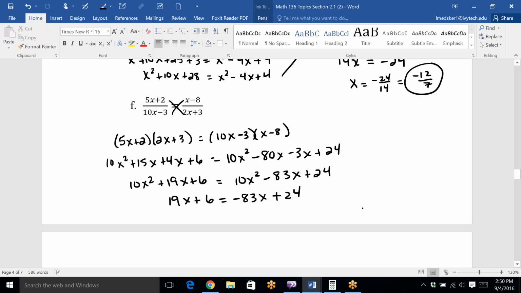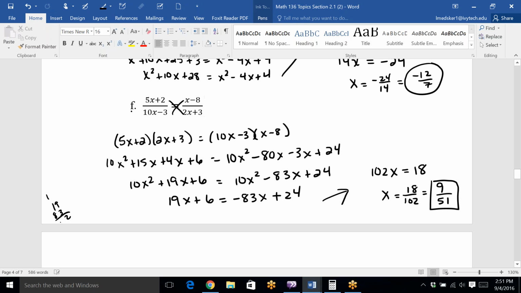And I would want to add 83 over. So this would be, let's see, 19 plus 83, 102. So 102x, subtract the 6 over, equals 18. So then when we divide by 102, this obviously reduces. 18 divided by 2 is 9. That divided by 2 would be 51.